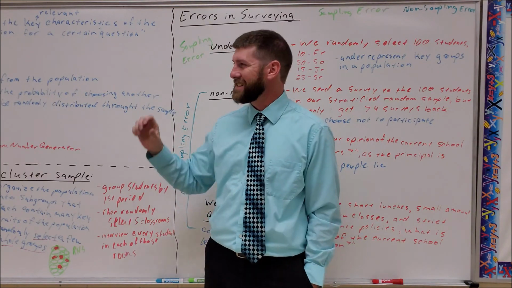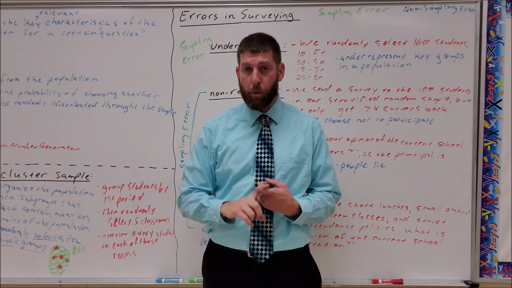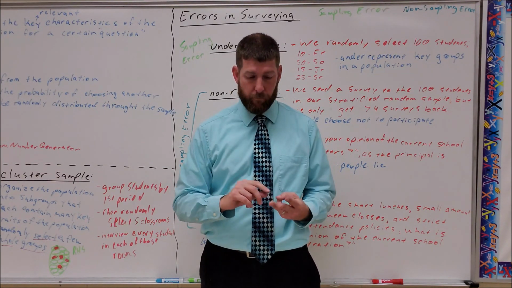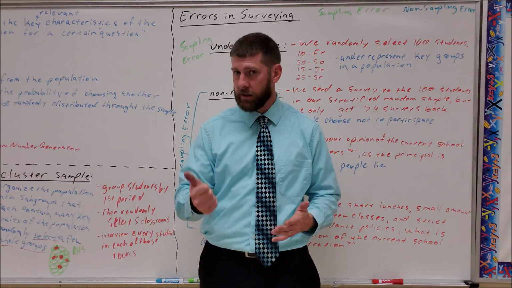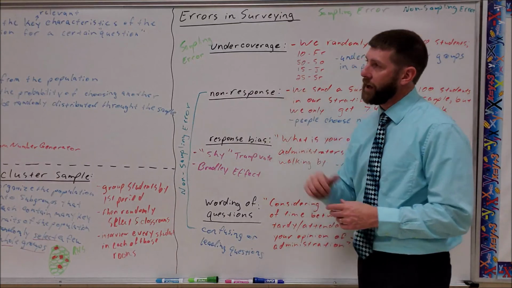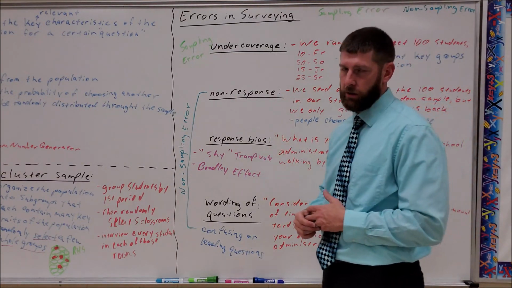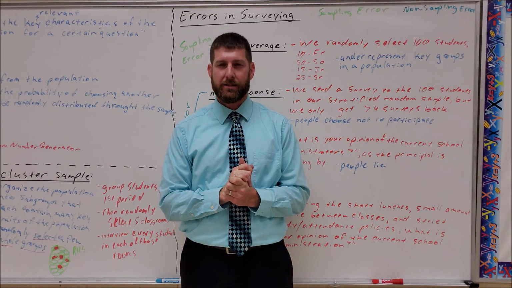All right, so that's it for sampling and surveys. So poor samples, convenience and voluntary. Representative samples, simple random, stratified, and cluster. And then types of errors to avoid when we are doing our survey and generating our samples. All right, that's it, and I will see you guys in class tomorrow.